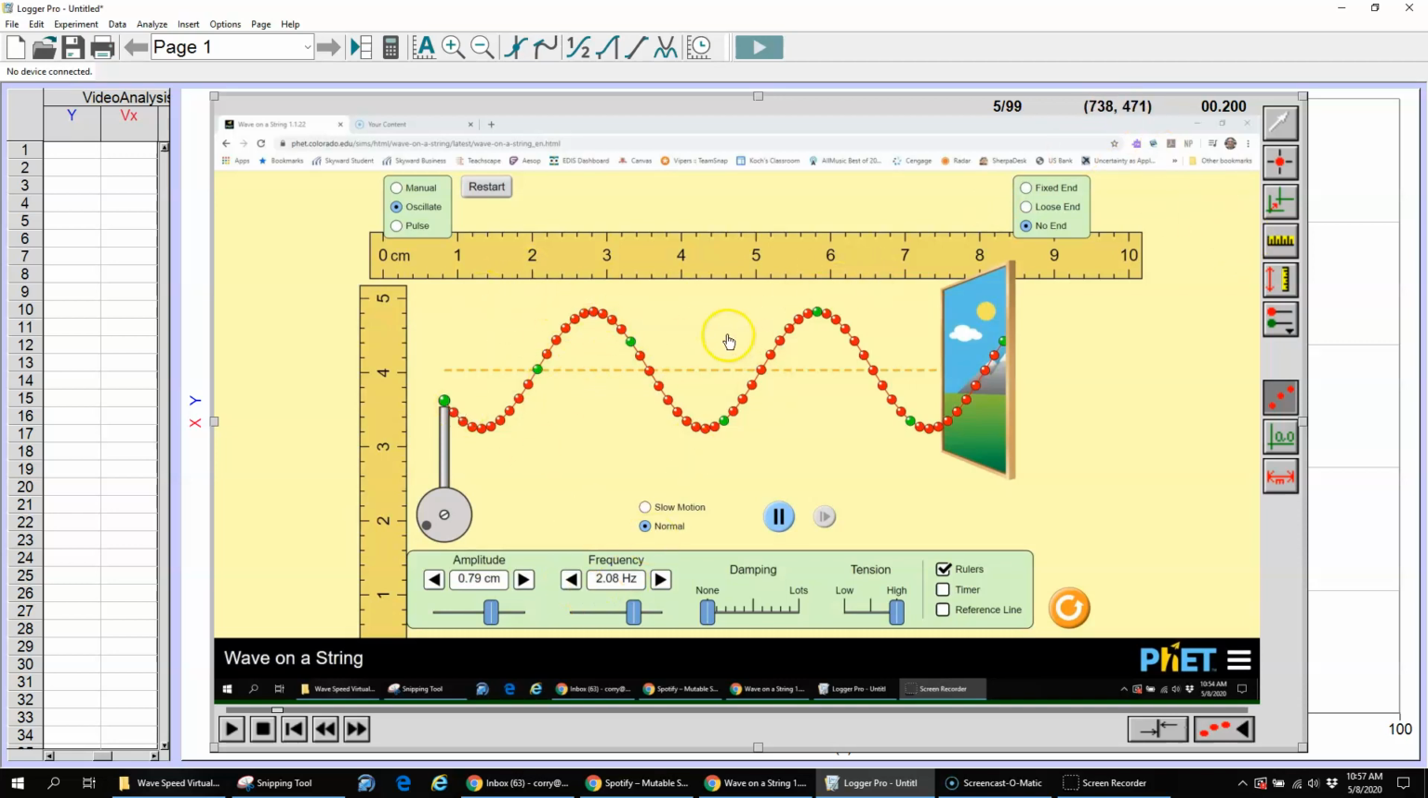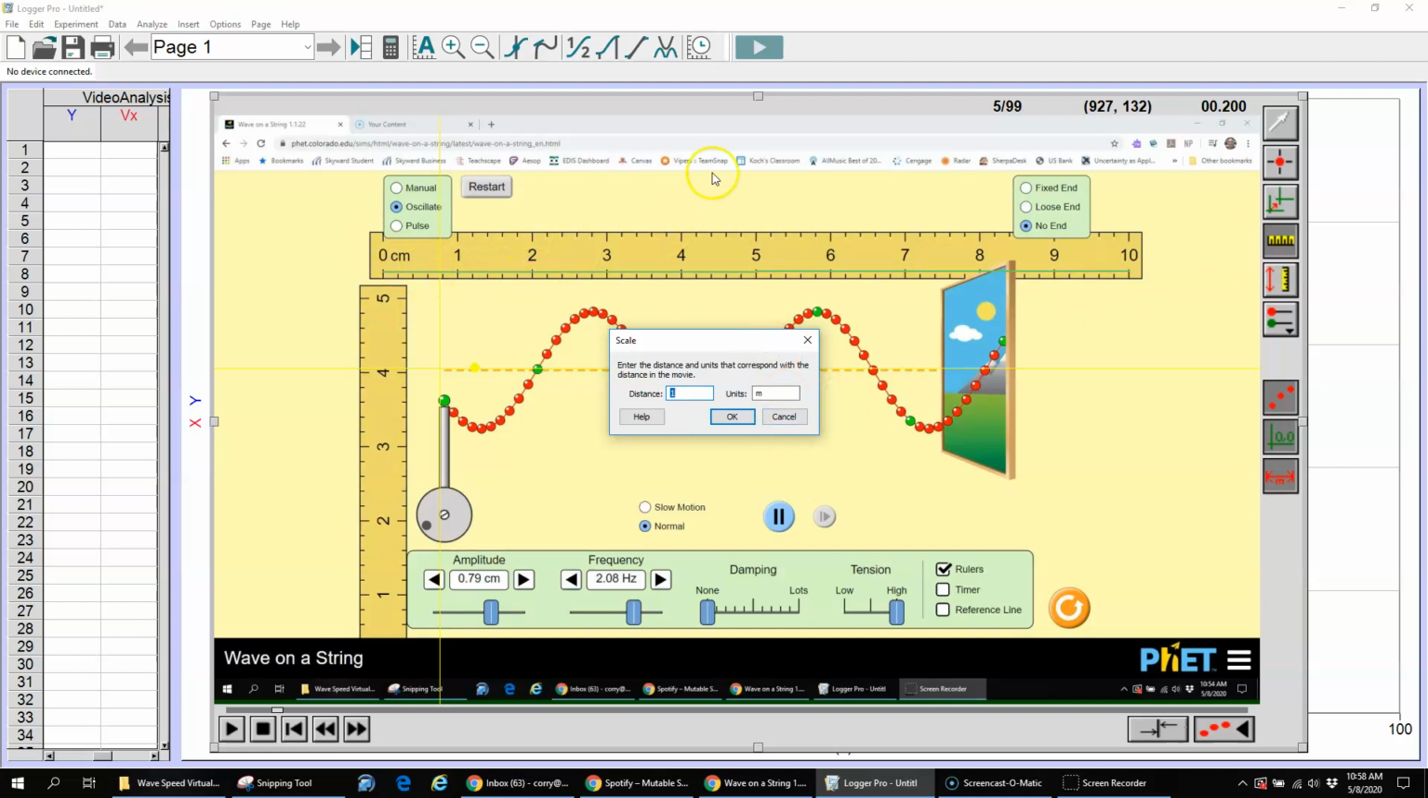However, we do have to set the distance and the origin, so it doesn't really matter where I put the origin here. I'll just put it here, and the wave is going to be moving in this x direction here. I am going to set the scale though, so if I go from here to here, what's the scale on there? That's 10 centimeters or 0.1 meters.